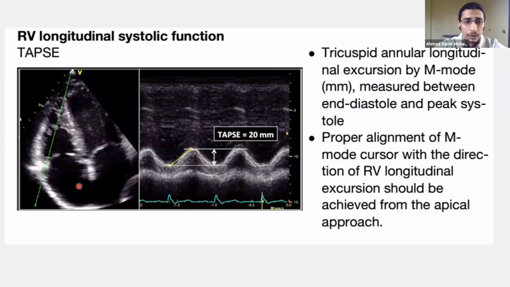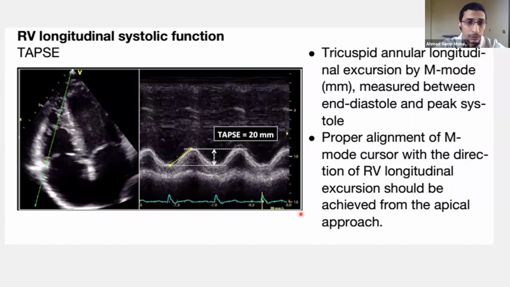we have been for a long period of time getting the easy way to assess the RV function by assessment of the longitudinal shortening of the RV cavity. And this is either by the amount of migration of the tricuspid annulus, which represents the RV base towards the RV apex. If we are speaking about the amount of migration or amount of excursion in centimeters, this will be the TAPSE. And if we were representing the velocity of this migration, this will be the S prime.